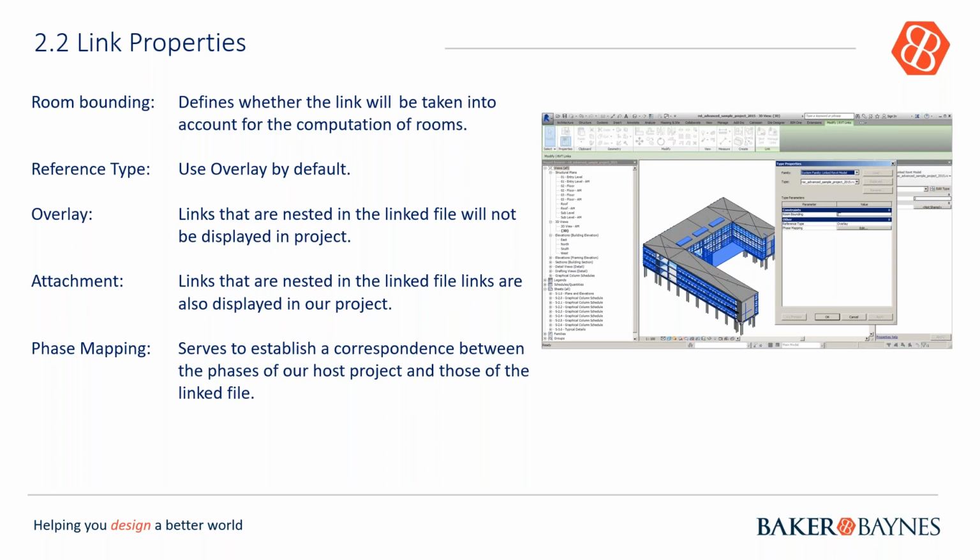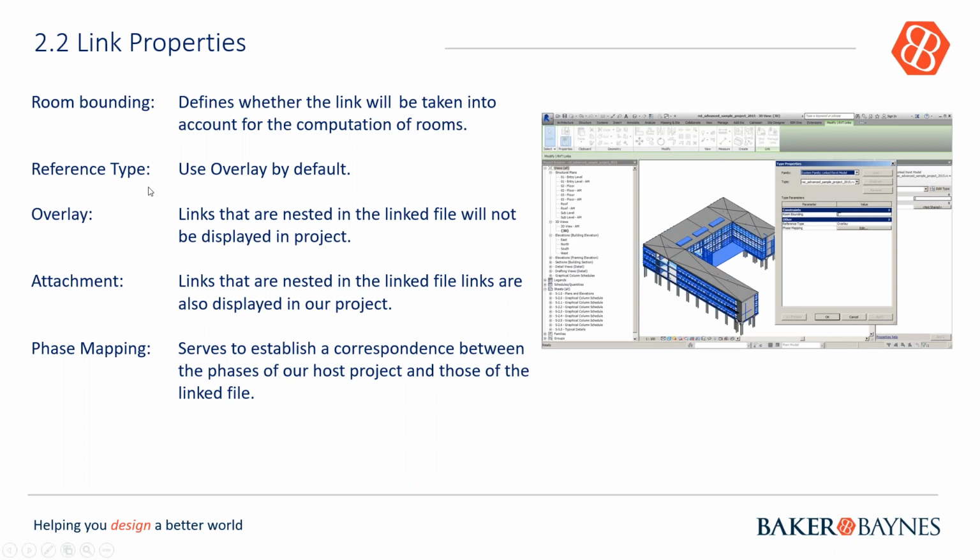Now, you'll see this when I actually do it live. But basically, when we're talking about link properties, we're talking about things like room bounding. This defines whether the link has been taken into account for the computation of rooms, and it can have a big impact on the performance of the model. By default, it's usually turned off.